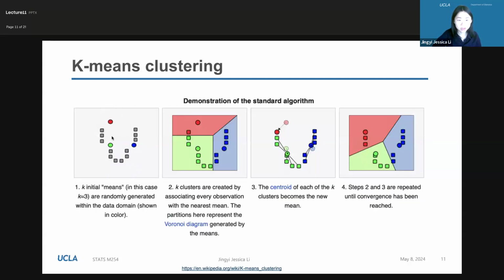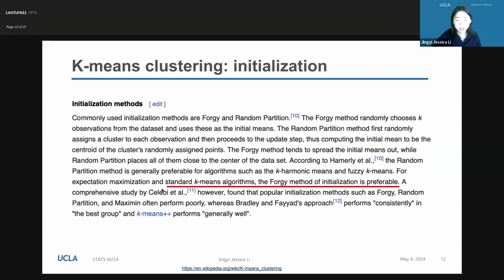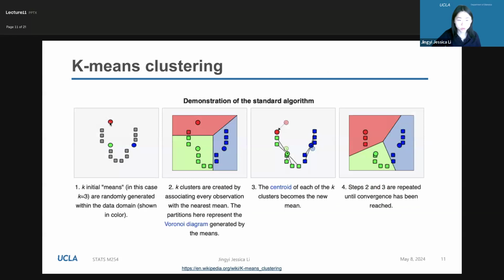How do we initialize the centroids? This is also from Wiki. There are two major initialization methods, the Forgy and the random partition. The Forgy method randomly chooses K observations from a data set and uses them as the initial means. This is what we're showing here. You randomly choose 3 from the data.